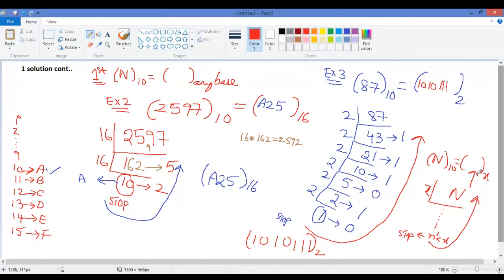Yeah, great. So by this we have completed first skill. Okay. Now let us go for second skill. From any base to base 10, how will you convert. Okay. So I'm saving this.